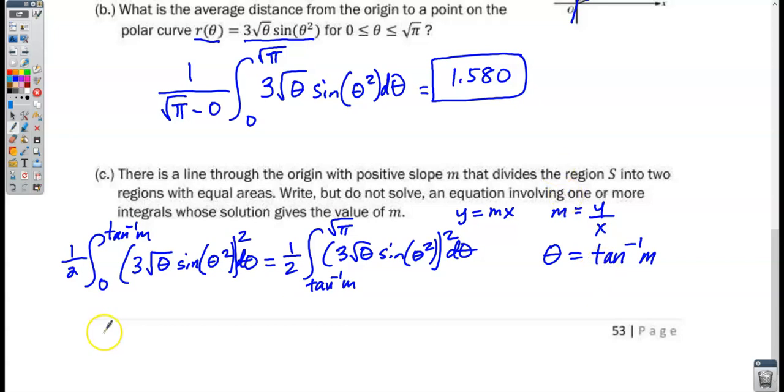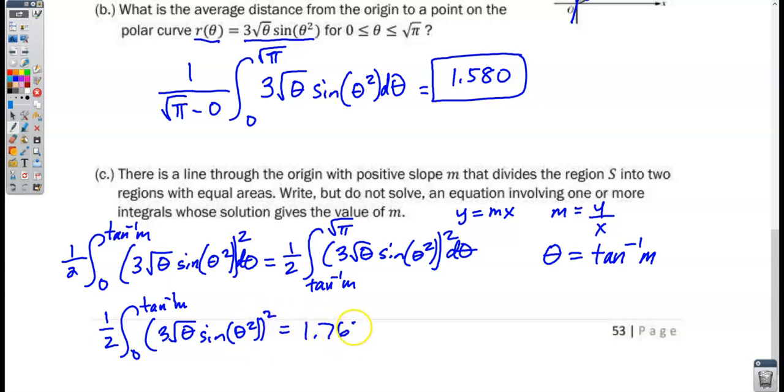I could just say, 1/2 integral from 0 to arctangent of m of 3 square root of theta sine of theta squared is equal to half of, that's 1.767. I could get away with writing that too. Lots of different things I could write.